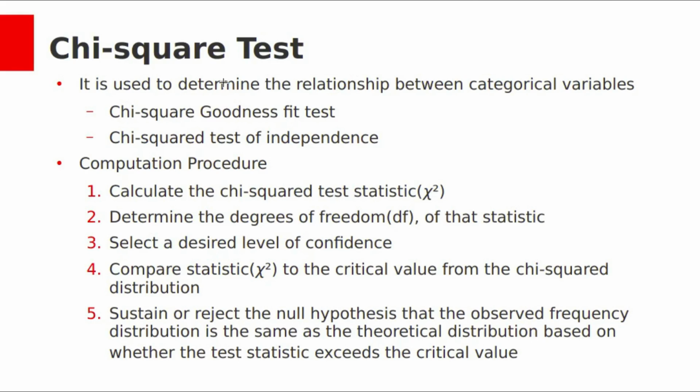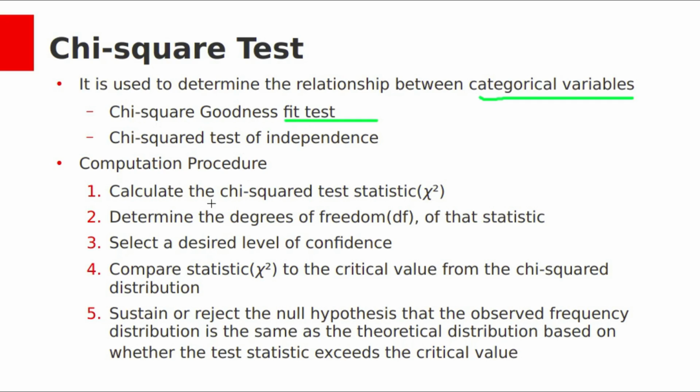Let's see the chi-square test. Chi-square test is used to determine the relationship between categorical variables. There are two types of chi-square tests: chi-square goodness of fit test and chi-square test of independence. The computational procedure for both tests is the same.